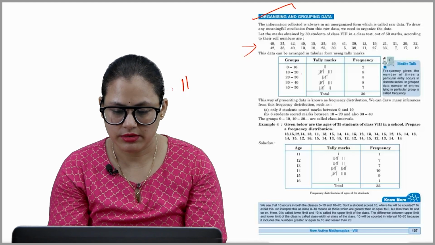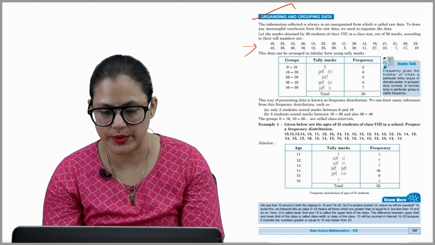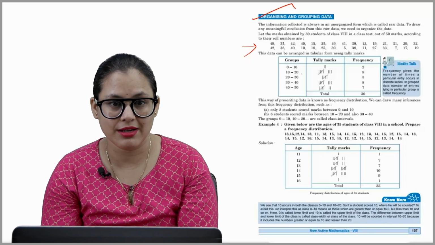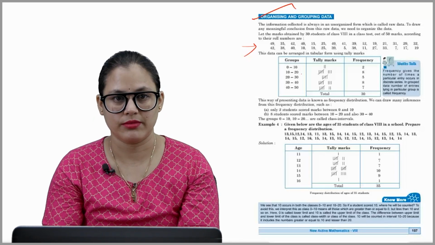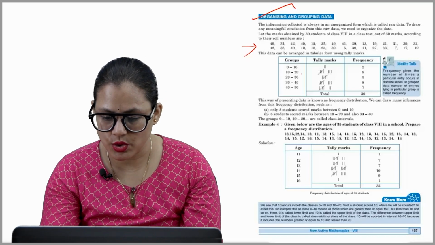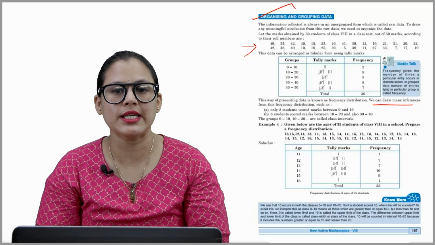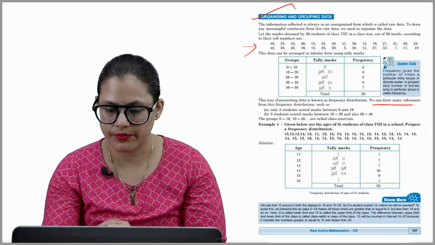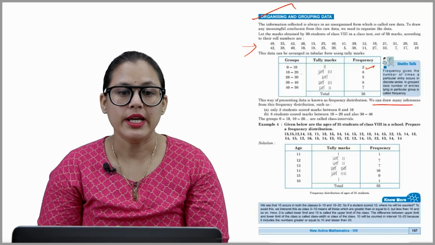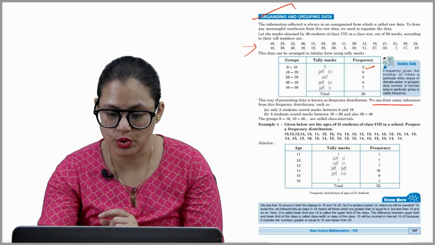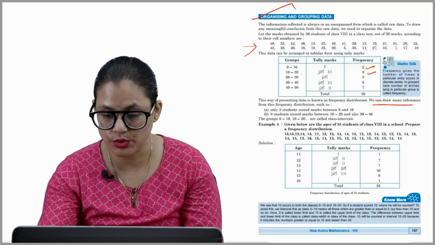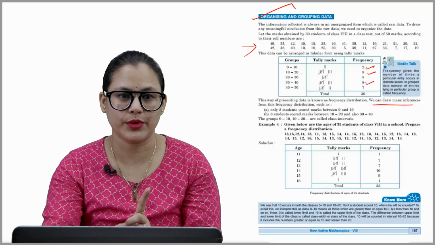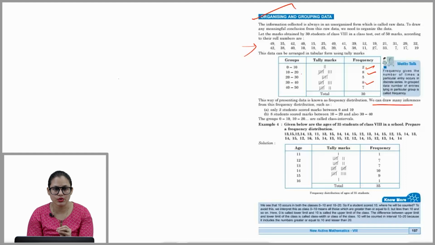So groups are given. Okay, then here tally marks and the frequency. So this way of presenting data is known as frequency distribution, right? And we can draw many inferences from this frequency distribution, such as A. Only 2 students scored marks between 0 and 10, as you can see here. Okay. B. 8 students scored marks between 10 to 20, and also 30 to 40. Okay. The groups 0 to 10, 10 to 20 are called class intervals. Okay. Remember that these groups are called class intervals.